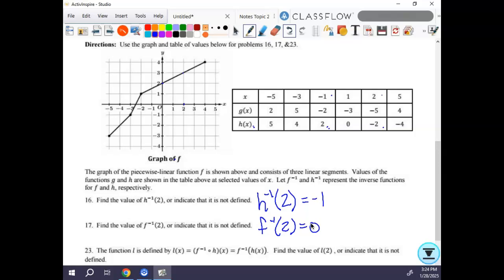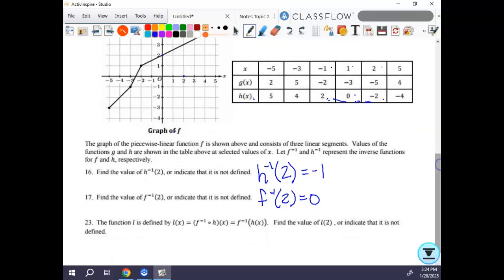To give you an example of what the answer would look like if it was not defined, is if I said, like, what is H inverse of 1? So H of 1 would be 0, but H inverse of 1, there's not a 1 here, so it's not defined. I couldn't give you the answer. Doesn't mean it doesn't exist at all, just they didn't give me enough information for it.